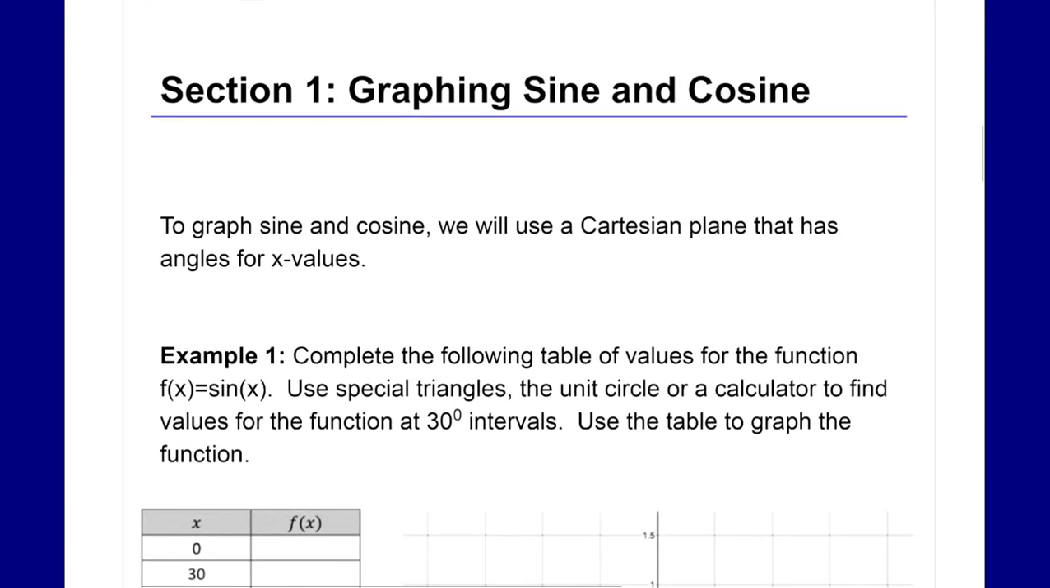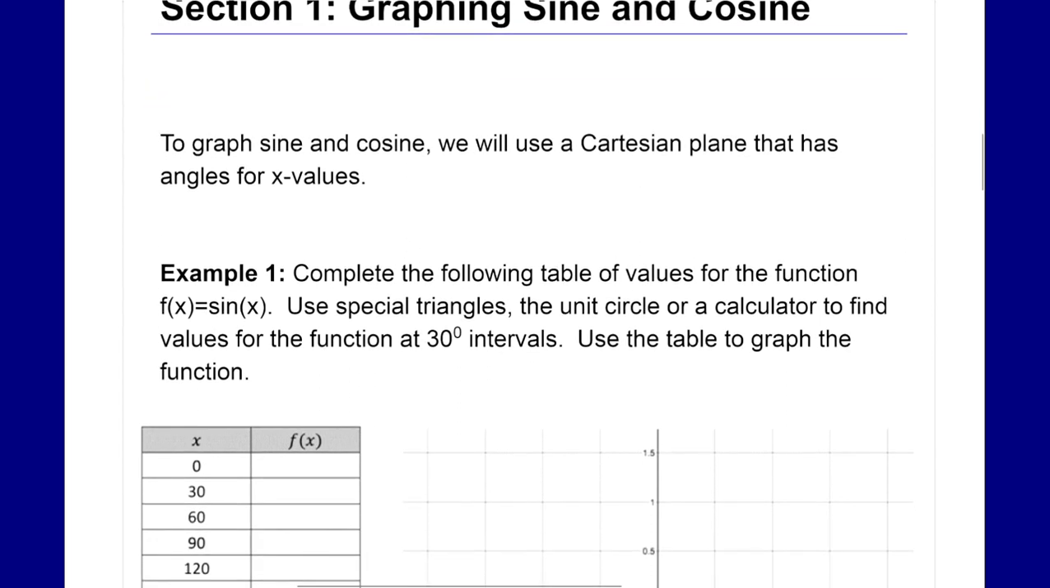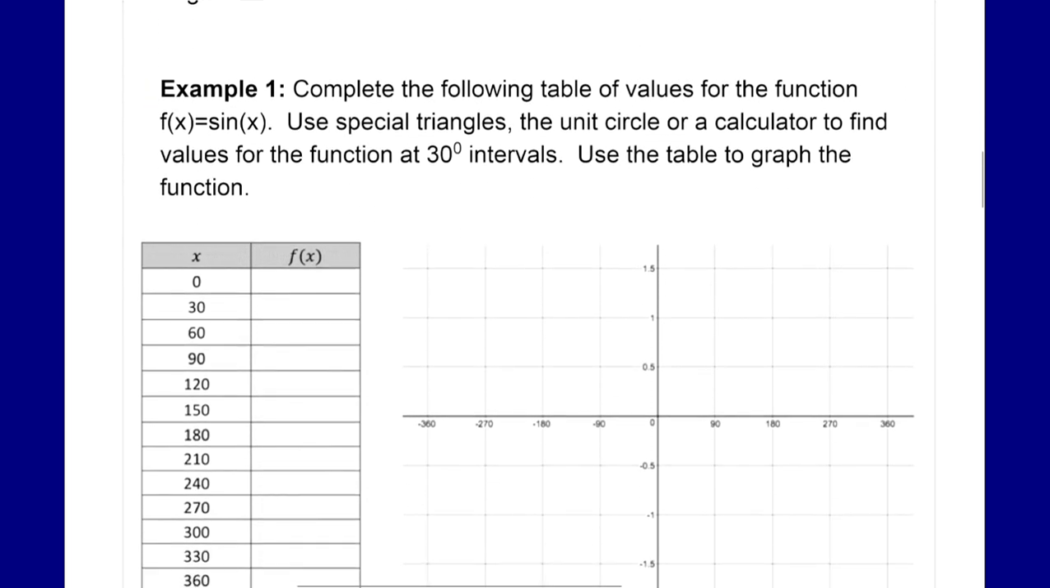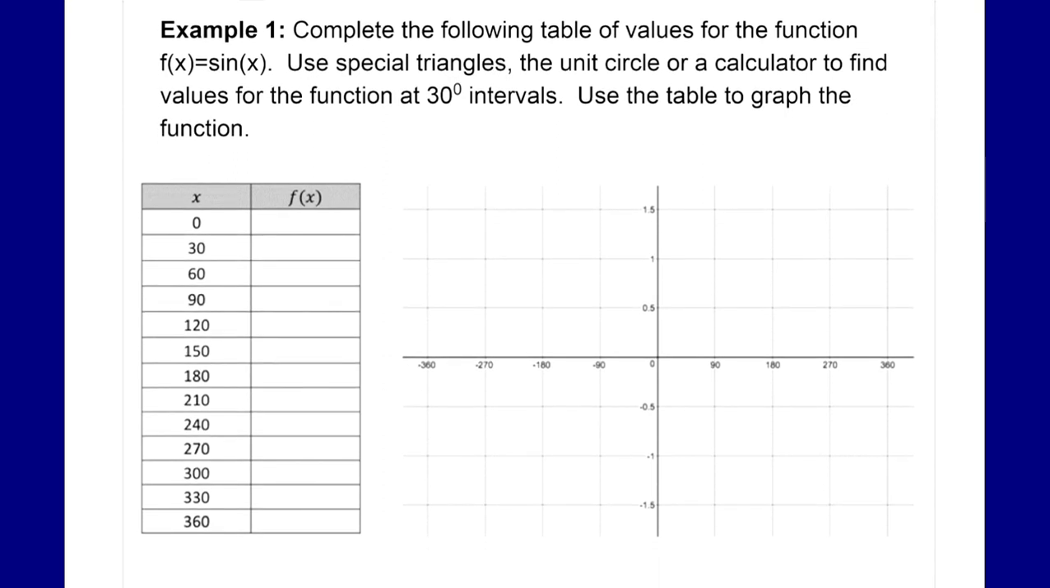So what we want to do first is graph sine and cosine. And to do that, we are going to use a Cartesian plane, like an xy axis that has angles for the x values. We are going to complete the following tables of values for the function f of x equals sine x. You can use special triangles, a unit circle, or a calculator to find the values for this function at 30-degree intervals. And then we're going to use the table to graph the function.